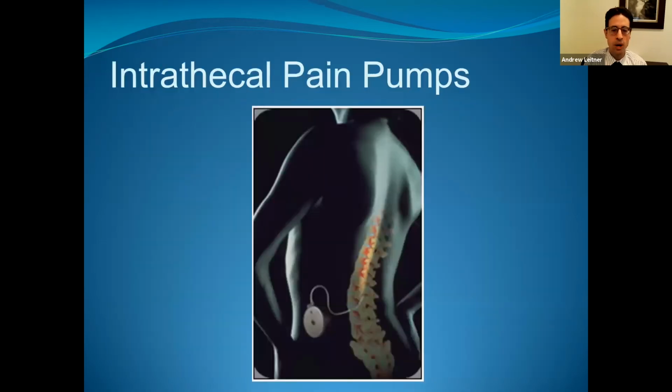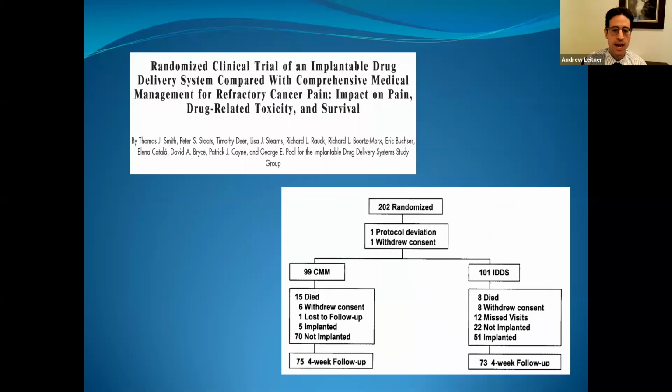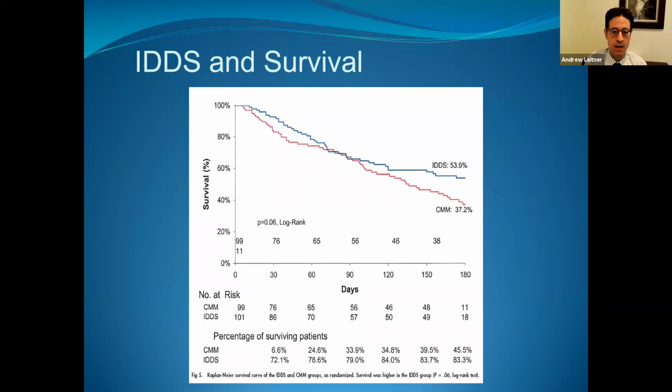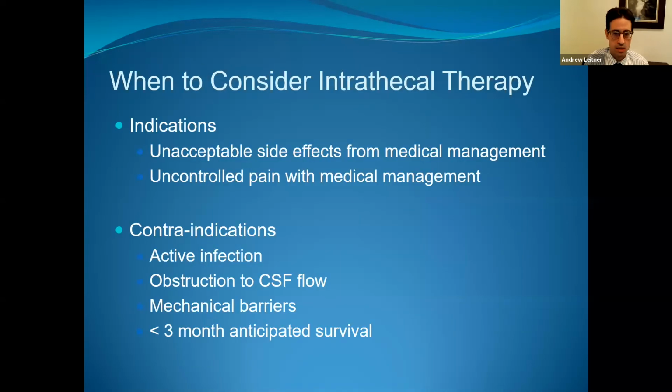And then intrathecal pumps, for those that are refractory to systemic opioids, done with the right patient selection and early in the course of the disease, can actually affect survival. I want to show you one slide that shows a Kaplan-Meier survival curve. The blue are patients with intrathecal pumps. The red are patients on conventional medication management. So this basically demonstrates that good pain control for certain cancer states can actually offer a survival benefit.